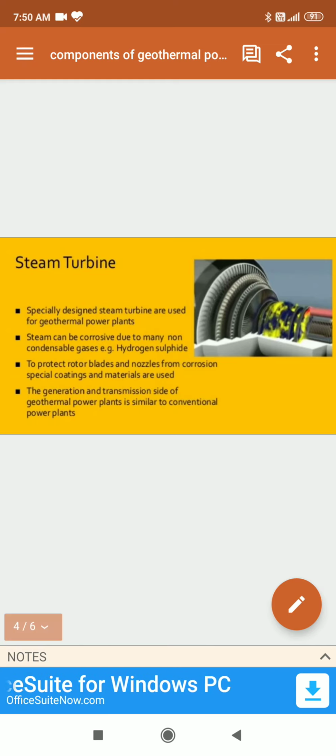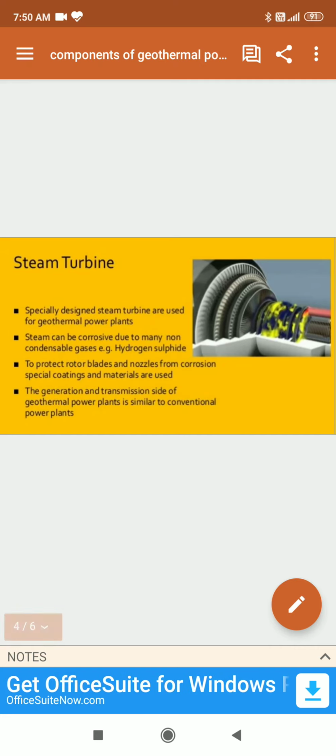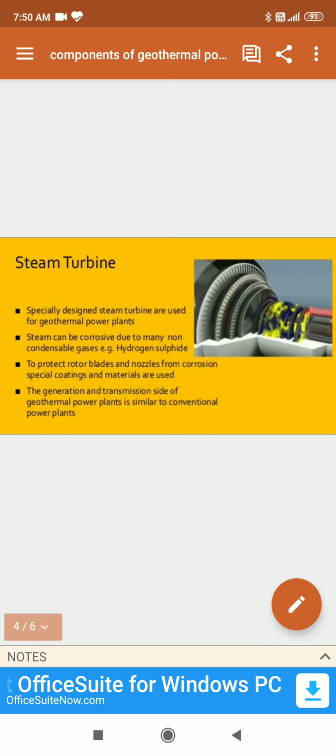Next, the generation and transmission side of geothermal power plants is similar to conventional power plants. That is nothing but what we normally see in thermal power plants. Okay. So the main function of the steam turbine is that high pressure steam's pressure energy or kinetic energy is converted into mechanical work or mechanical energy.